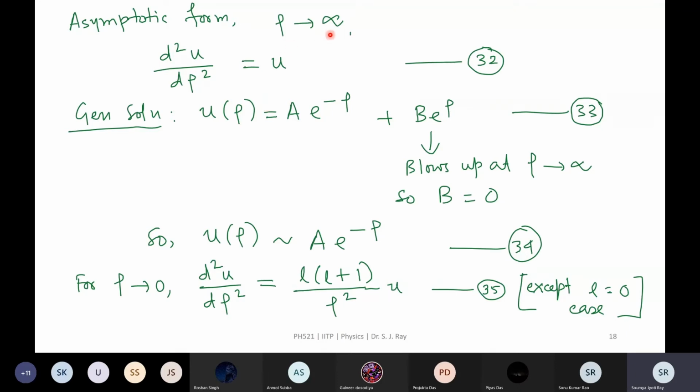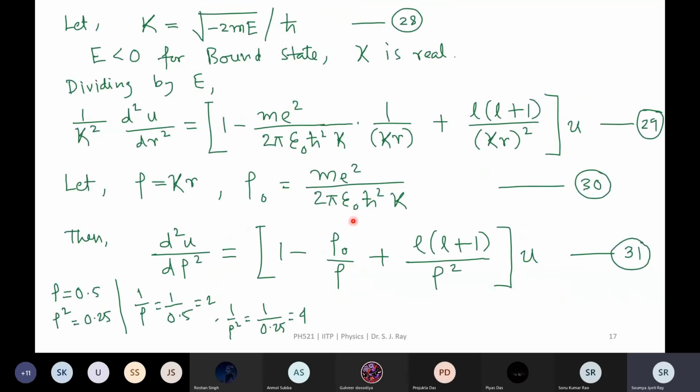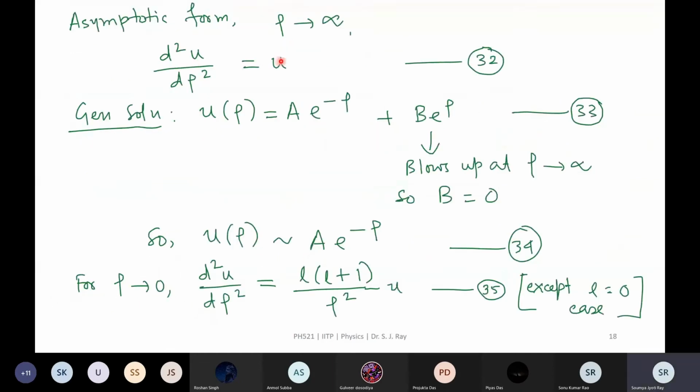So let's say ρ goes to infinity. In that case, the second term and third term will be almost negligible or absent, so we can ignore them compared to the first term. In that case, d2u/dρ² will be only u. That is what we have written here. Now for such an equation, the general solution we know will be a sum of e to the power minus ρ and e to the power plus ρ, with two unknown coefficients.